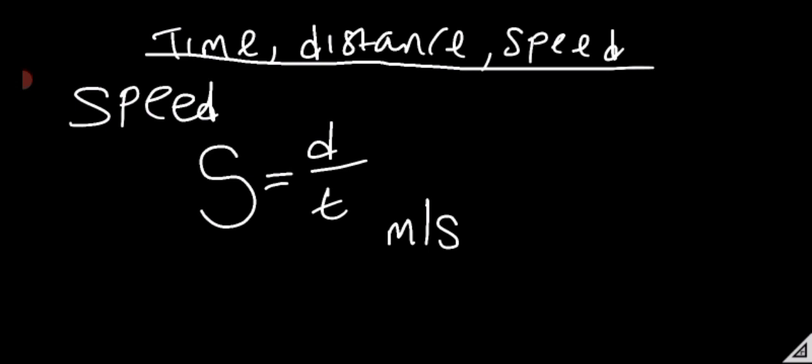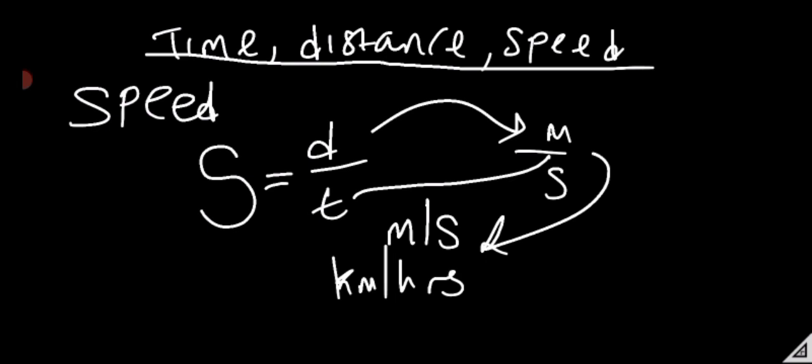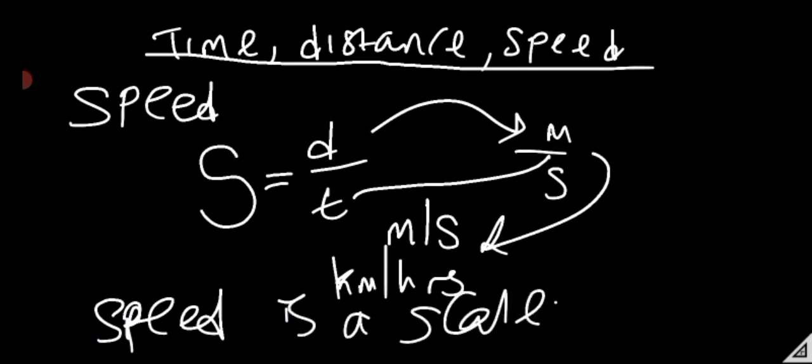And why is it meter per second? Because the unit for distance is meter, and the unit for time is seconds, so meter over second becomes meter per second. Although there are other units for speed, such as kilometer per hour, and others. Now listen very carefully. Speed is a scalar quantity. So we discovered that time, distance, and speed are all scalar quantities. I made it so because I want us to go into the scalar form of motion before we go into the vector form of motion.